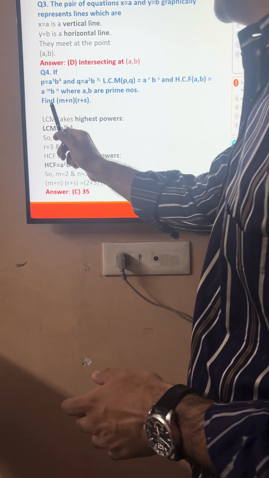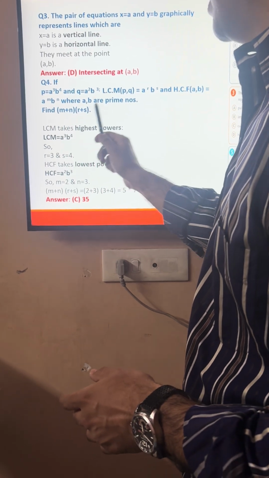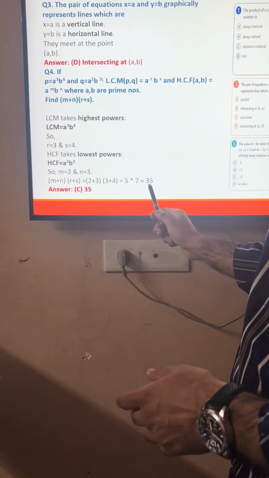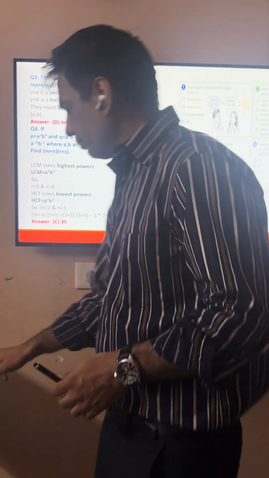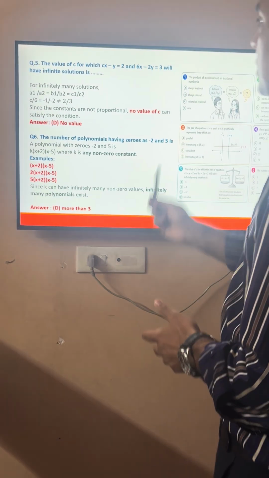Just simply put the values of M, R and S in this equation, and you'll get your answer as 35. So the correct answer is 35. Now let's do the fifth one.